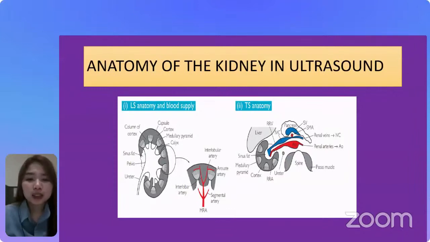The cortical thickness is 1.5 centimeters to 2.5 centimeters, and it thins with age. The renal arteries arise from the aorta, just inferior to the superior mesenteric artery. The cortical echogenicity is normally slightly lower than the adjacent spleen or the adjacent liver.